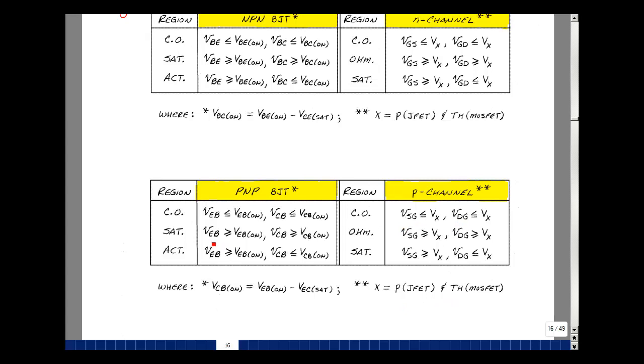For saturation, we're forward biasing both of these, the emitter base and the collector base diodes, and in the ohmic region, source to gate and the drain to gate are greater than or equal to pinch-off or threshold. And lastly, for active, we forward bias the emitter base diode, reverse bias the collector base diode. And now for the inequality here, we have the source to gate greater than and the drain to gate less than pinch-off or threshold. And these are the VI characteristics of MOSFETs and their modeling.